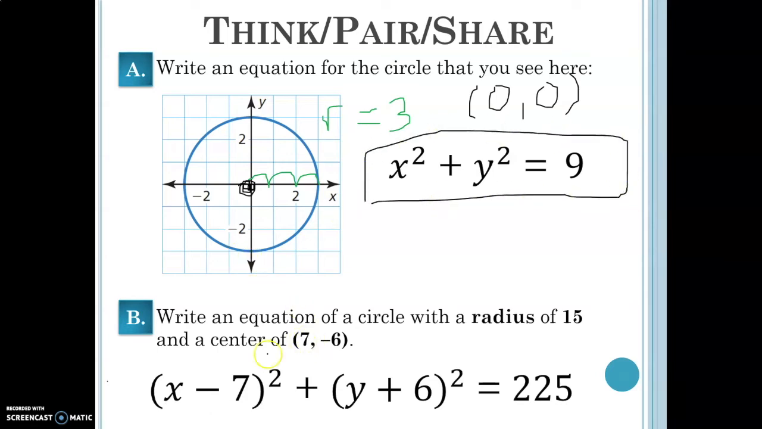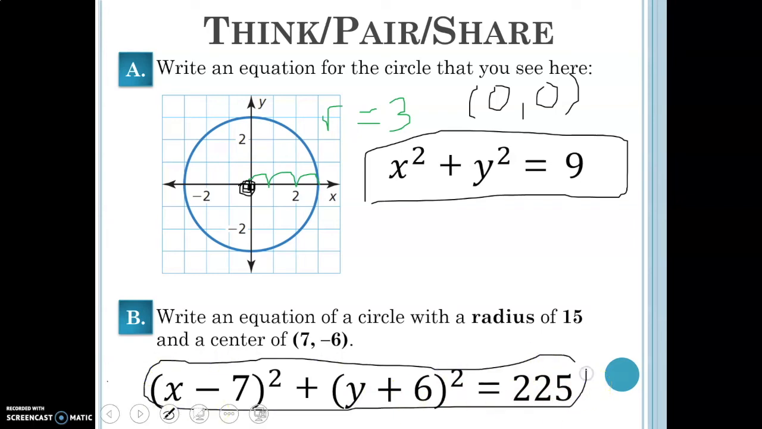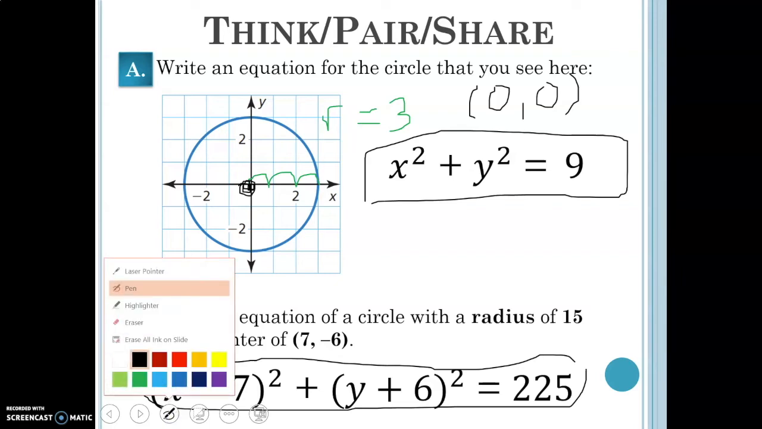Down here, your h is 7, so you have x minus 7 squared plus y minus -6. Notice this sign essentially reverses. So you have y plus 6 squared. R squared is 15 squared, which is 225. And that's our solution. All right, so let's go ahead and move on here to our next problem.